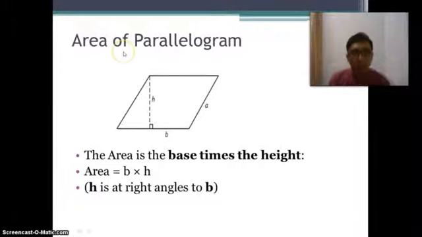The area of a parallelogram. The area is the base times the height. The formula of the area of a parallelogram is base times height. The height of the parallelogram is here and this is the base. Don't make a mistake and take this as the height because this is simply wrong. This is the height and this is the base of the parallelogram.